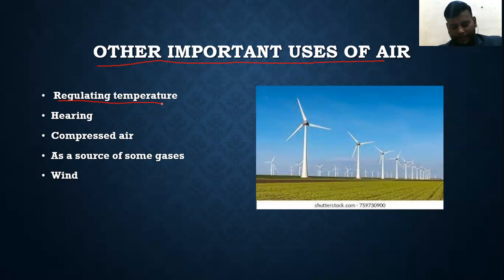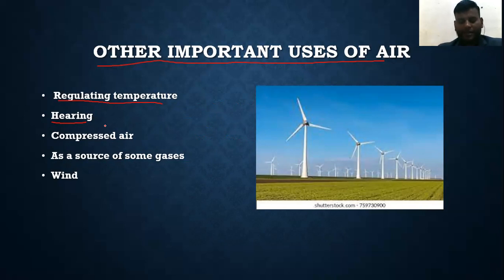Then next is hearing. We can hear one another only because there is air between us. If two persons are talking, what I say with my mouth, the other person listens with the ear, but between the two of us the air is also present. Because of that air, the person is able to hear that word. So what happens when we speak? The air vibrates. This vibration makes our eardrum vibrate, and so we can hear each other. This is how the hearing process takes place.